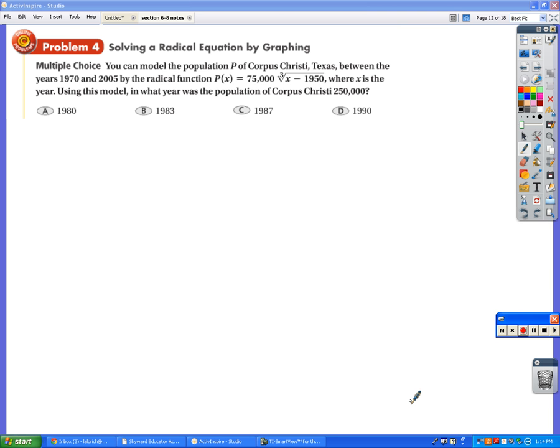Okay? All right, so it says, you can model the population P of Corpus Christi, Texas, between the years 1970 and 2005 by the radical function P of x equals 75,000 times the cube root of x minus 1950, where x is the year. So using this model, in what year was the population of Corpus Christi 250,000? We don't actually have to do this with a calculator, but we're just going to because it's so much fun. How would you do this algebraically?